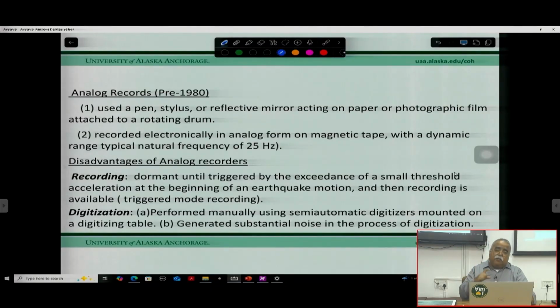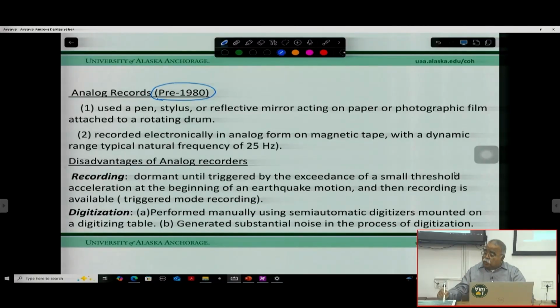So earlier, there were analog sensors with an analog record, which is basically pre-1980. After 1980, in the United States at least, the digital accelerogram had already arrived. In India, we got something around the end of the 80s or the early beginning of the 90s, when we had the digital recorders. But in the US, mostly after 80, we had the digital recording systems.